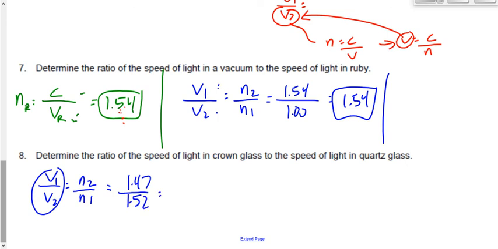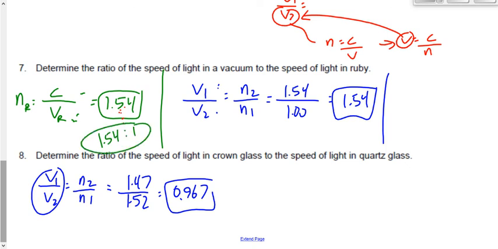We get a number that is 0.967. So you want to write these as a ratio truly. It should be 1.54 to 1. And we could say 0.967 to 1.